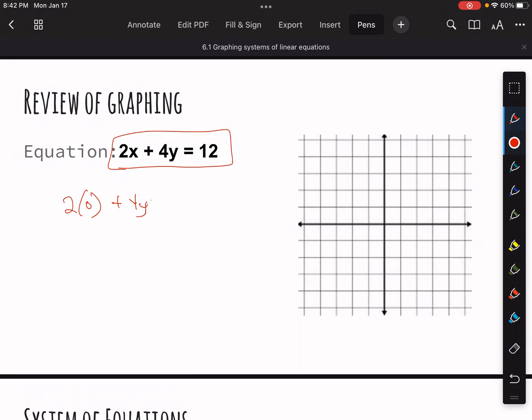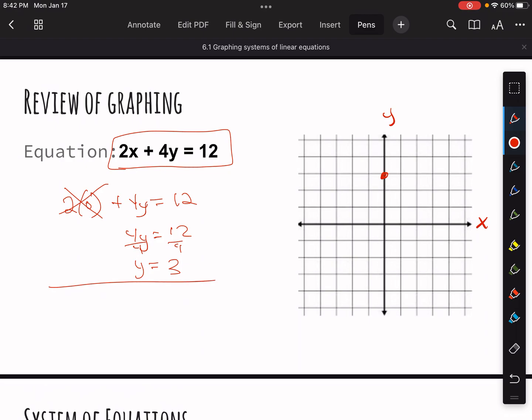I'm left with 4y equals 12, right? 2 times 0 is just 0. So 4y is equal to 12. Y then is equal to 3, because if you divide both sides by 4, you get 3. So when x is 0, we know the y value is 3. So we can put a dot there. There's a point there.